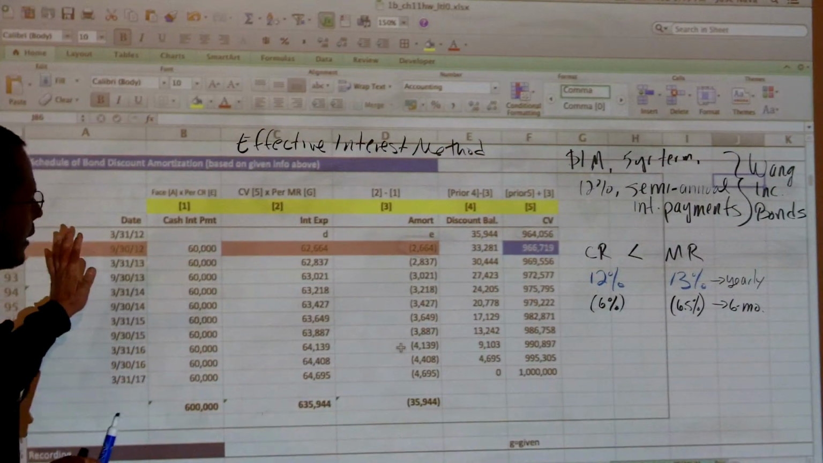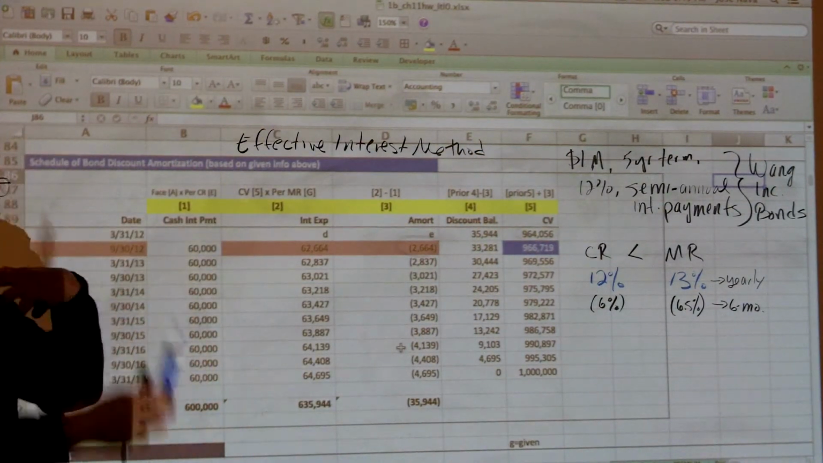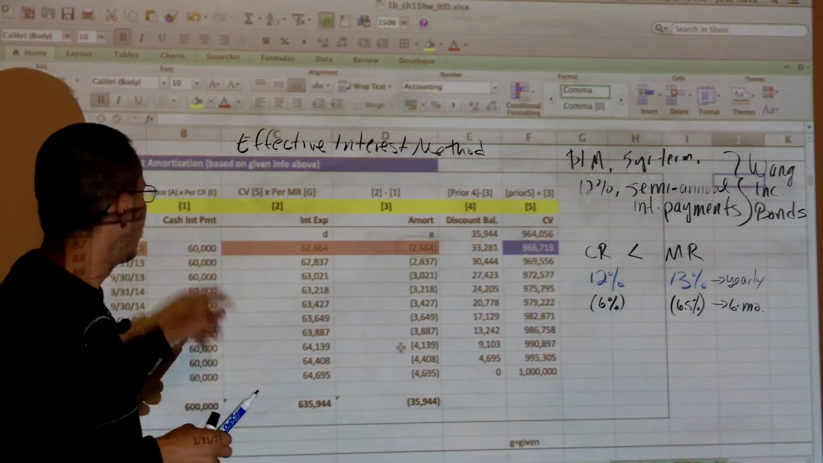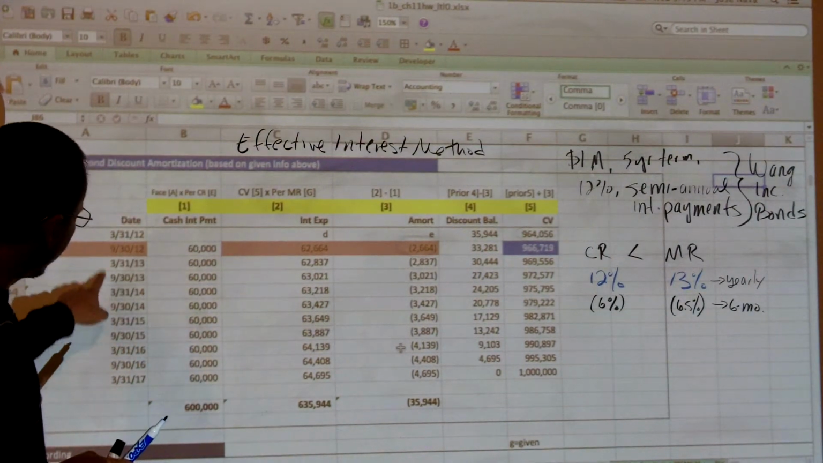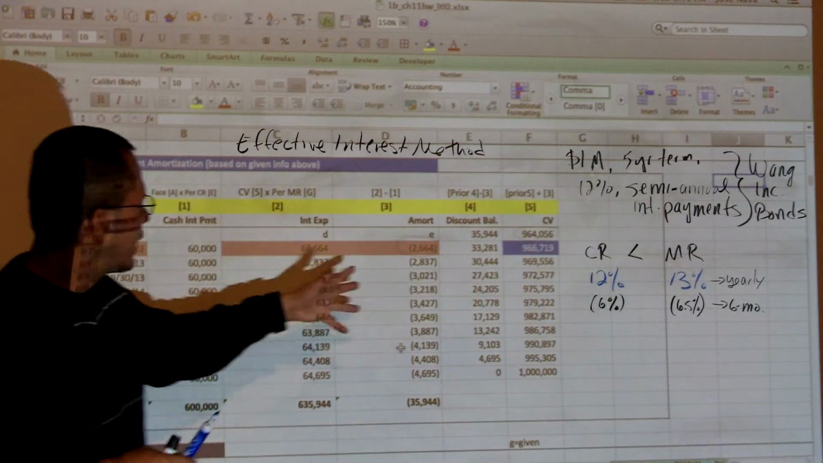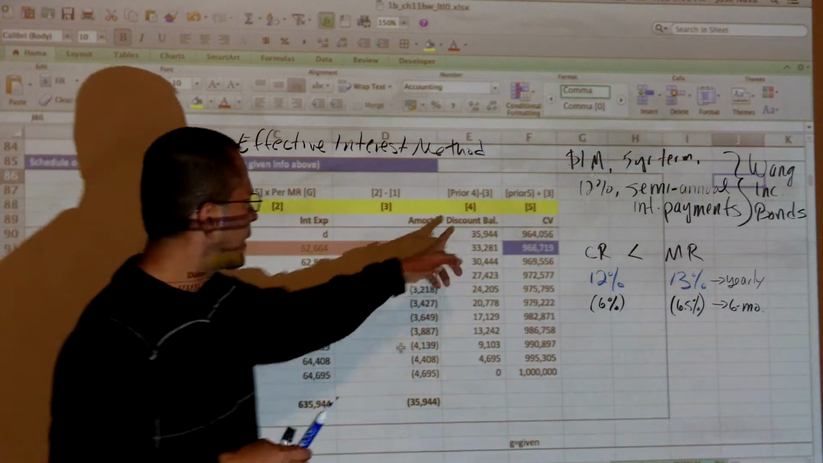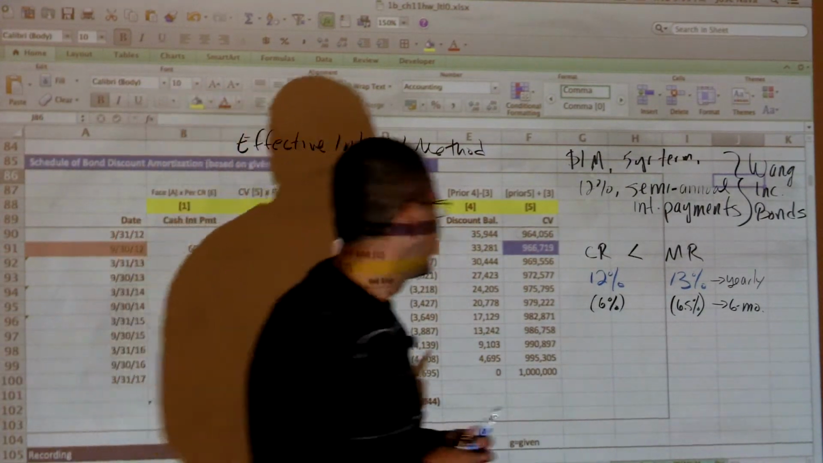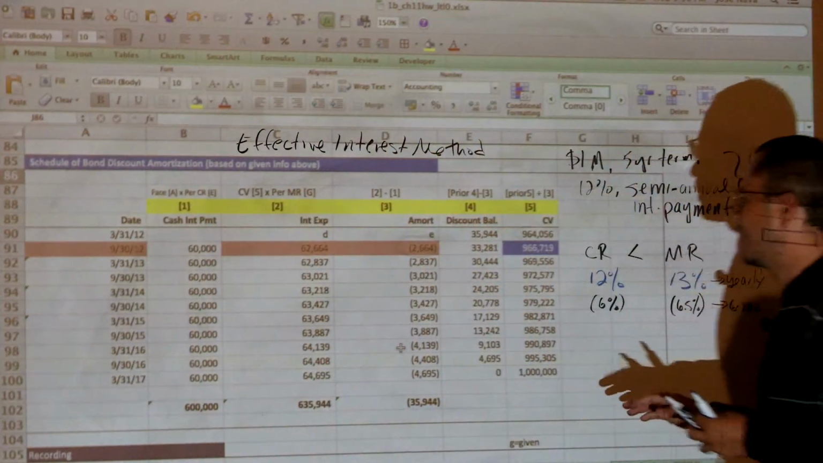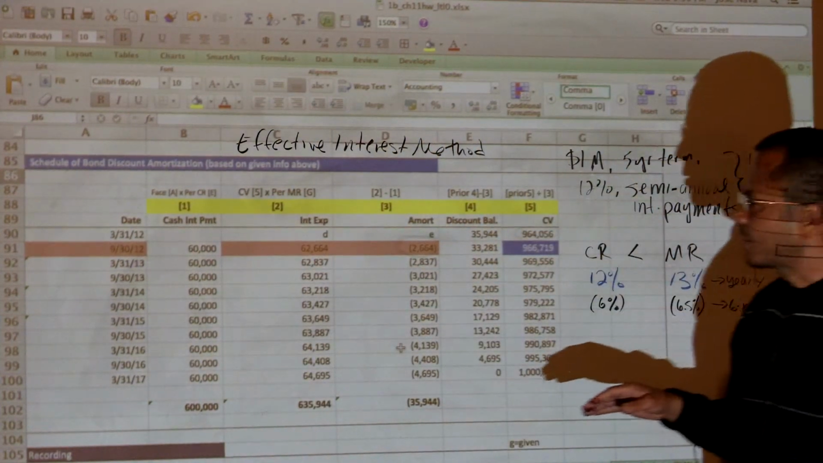And so it will do basically the same thing mechanically, but the numbers will be different because you're doing this every 6 months here. You're amortizing part of the discount in a different way than we did before. So let's go through the table to see how it works.